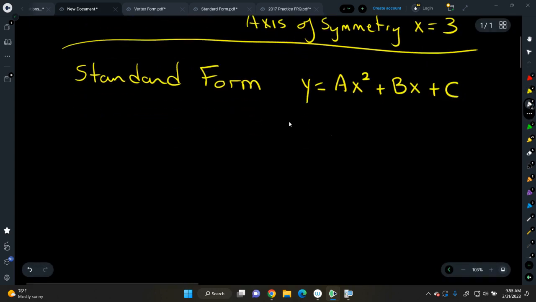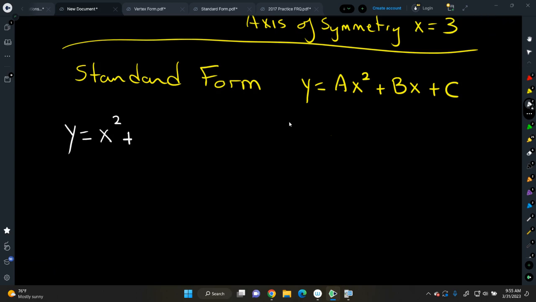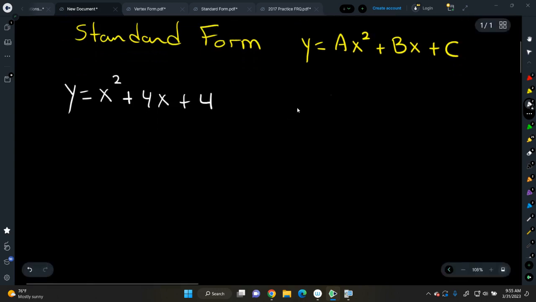Okay, so let's look at an example. Let's say that we have y equals x squared plus 4x plus 4. Okay. Y equals x squared plus 4x plus 4. This is our example. So the first thing we're going to do is figure out the axis of symmetry.